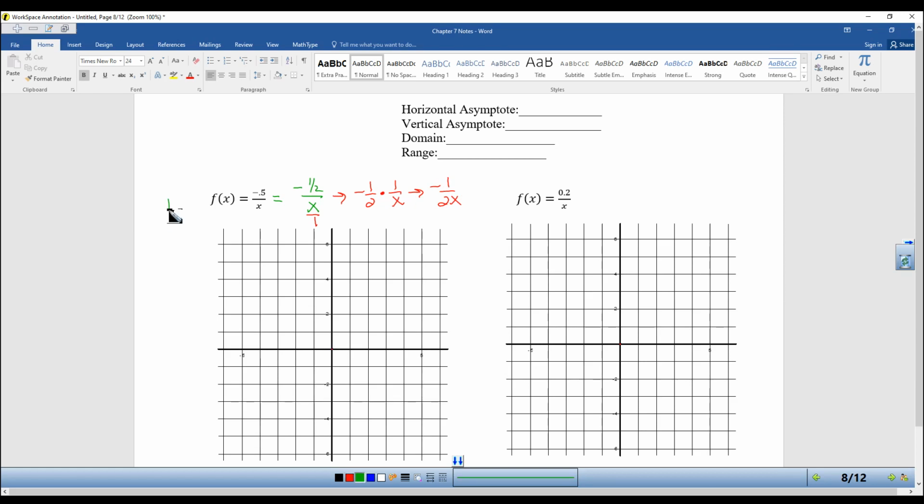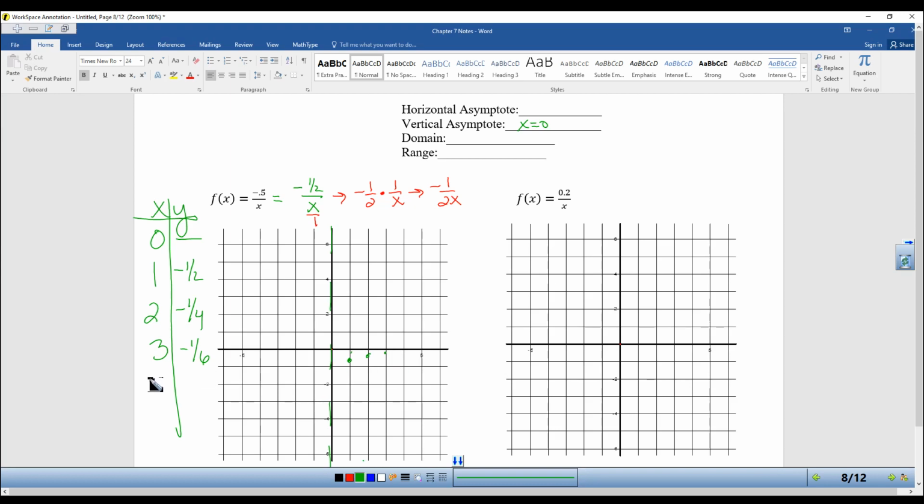So now when I go to make my table, does it change anything? No, x cannot be equal to 0. That is still going to be my vertical asymptote. And then you already have those filled in. And then at 1, I'm going to get -1/2. But at 2, I'm going to get -1/4. And then at 3, I'm going to get -1/6. Can you see where this is going? So at 1, -1/2. At 2, -1/4. At 3, -1/6. Really hard to see.